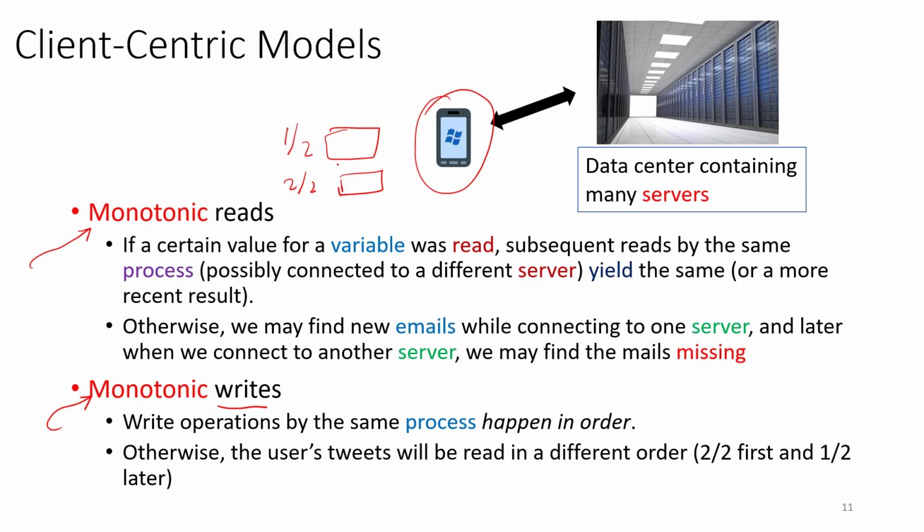This is definitely not what you expect. And that is why this consistency model, from the point of view of a client, is called a monotonic write. So clearly you can see that if atomicity is there, monotonic reads are not a problem, because once you have read, you will always read it.